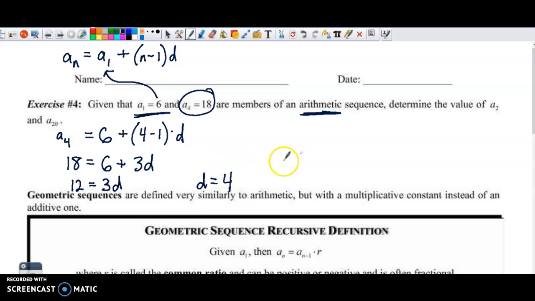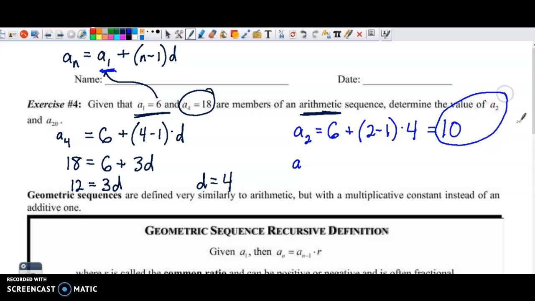So why would I go through that process? Now I can use this formula and figure out what a of 2 is. My a sub 1 is still 6. I'm going to replace 2 in for n, and now I know the common difference is 4. Well, now I think I can quickly figure that out, that 1 times 4 is 4 plus 6 would be 10. So that's your answer for a subscript 2.